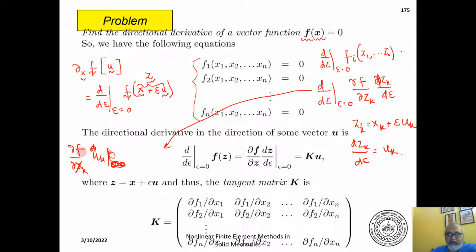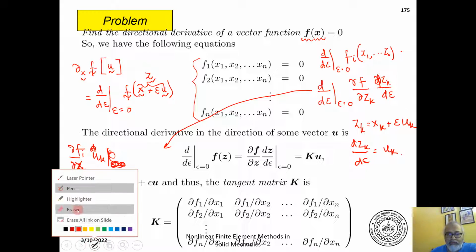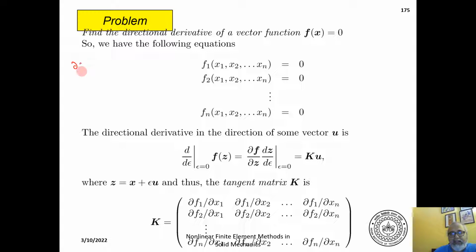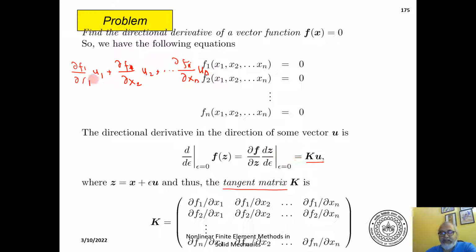Now this can be written down, say, for i equal to 1. So for i equal to 1, this would be del f1 del x1 u1 plus del f1 del x2 u2 up to del f1 del xn un, and that can be written as K times u, where K is called the tangent matrix, where the first row of K is del f1 del x1, del f1 del x2 to del f1 del xn. Similarly, for i equal to 2, you have this row, and for i equal to n, you have this row.